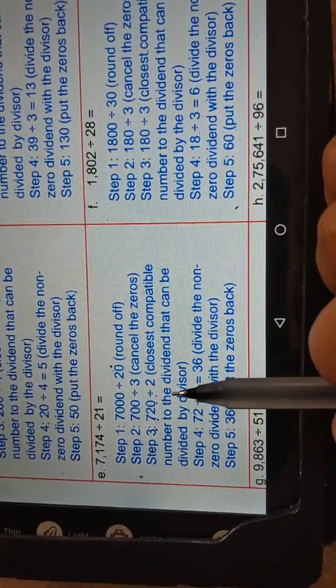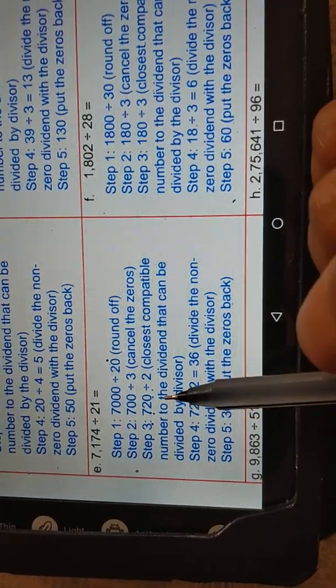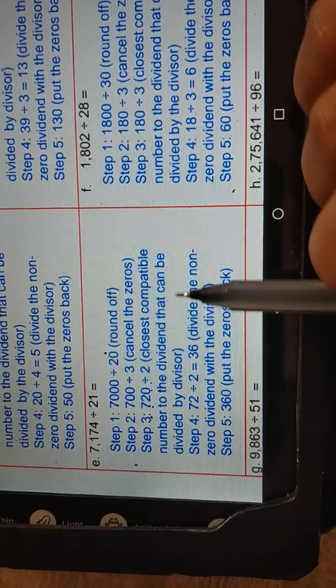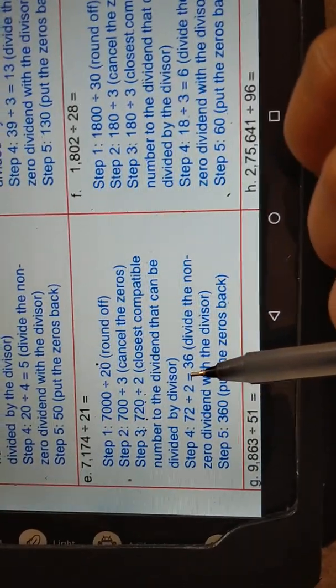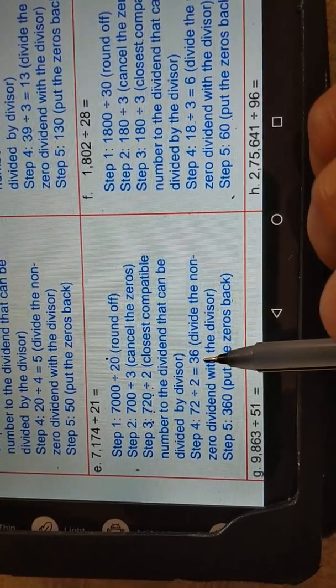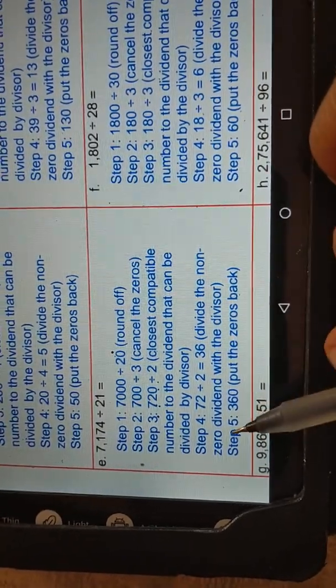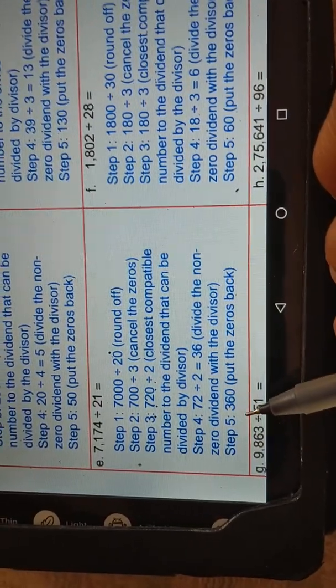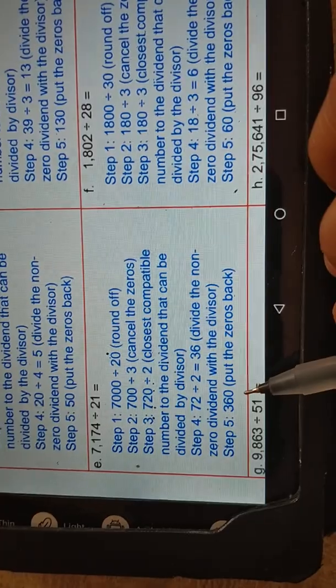Why 720 divided by 2? Because it is the closest number to the dividend that can be divisible by the divisor. And then 72 divided by 2, so the answer should be 36. Divide the non-zero part with the divisor. And step number 5. In step number 5, 360.